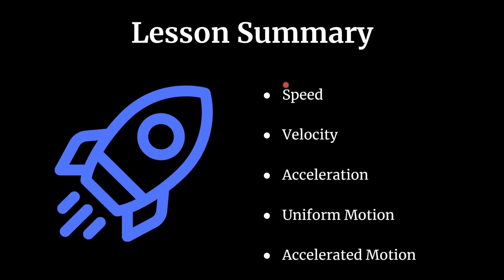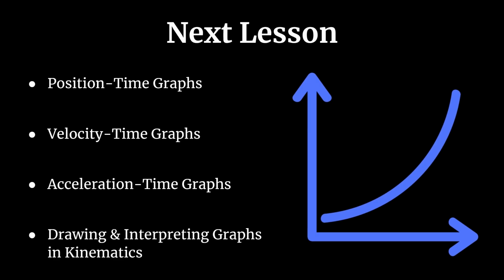In summary, we analyzed speed, velocity, acceleration, and the terms uniform and accelerated motion. In the next lesson, we are going to explore graphs in the world of kinematics, such as position time, velocity time, and acceleration time graphs, all of which help to describe an object's movement through some space. We will of course learn how to draw such graphs from given data and how to interpret them effectively.